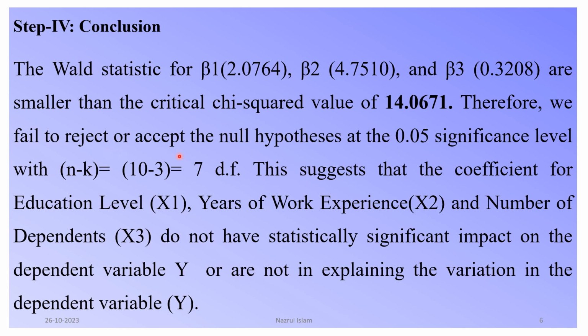In other words, we accept the null hypothesis at 0.05 significance level with n minus k, that is 10 minus 3 equal to 7 degrees of freedom. This suggests that the coefficients for education level x1, years of work experience x2 and number of dependents x3 do not have a statistically significant impact on the dependent variable y, or are not significant in explaining the variation in the dependent variable y.